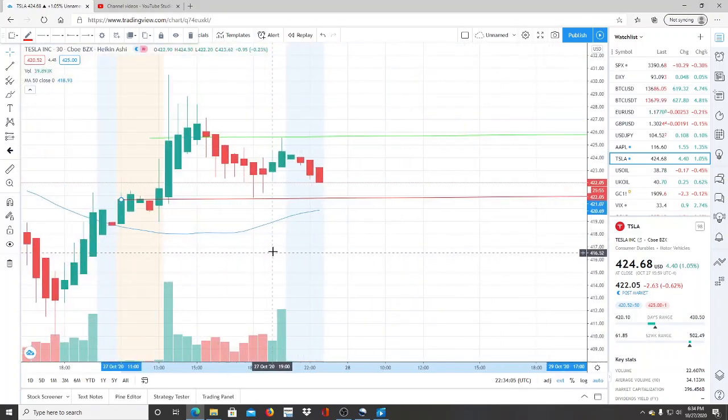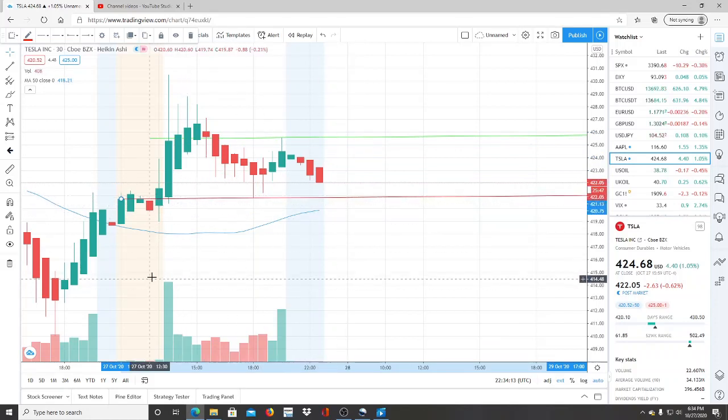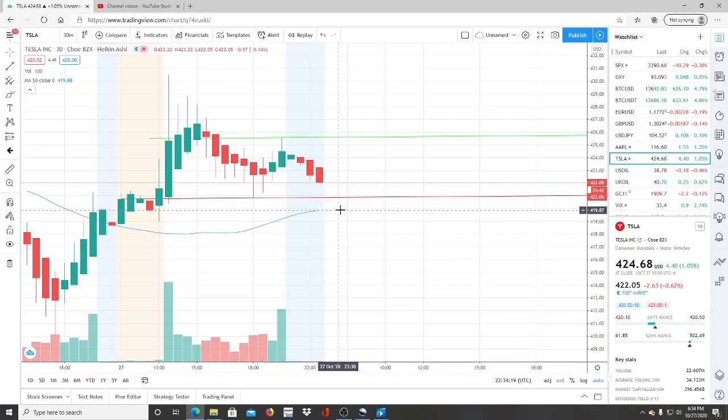So let's zoom in here and get our resistance and supports to their new locations. And apart from that, like I said, we're going to talk about this a little bit broader. So the 50-day moving average, again, is 419.88. Let's see if I can land exactly on it. Keeps jumping around, but it's 419.88.